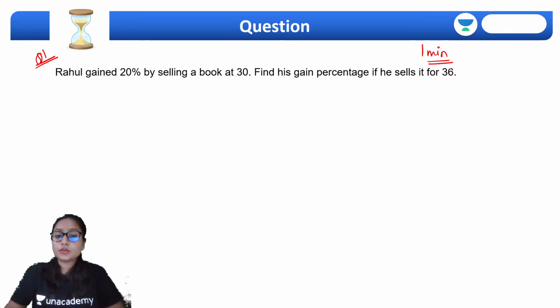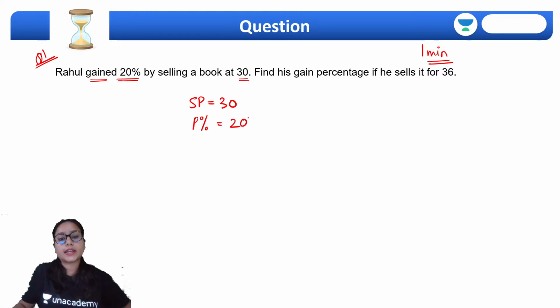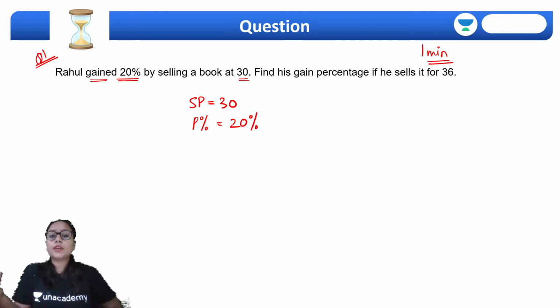Okay, so we are getting two numbers, 44% and 20%. Let's see. Alright, let us discuss this question. So Rahul gained 20%. Gain means profit. Rahul gained 20% by selling a book at 30. It means that selling price is equal to 30 and profit percent is 20%. So we discussed this earlier, how to calculate the cost price when selling price and profit percent are given.